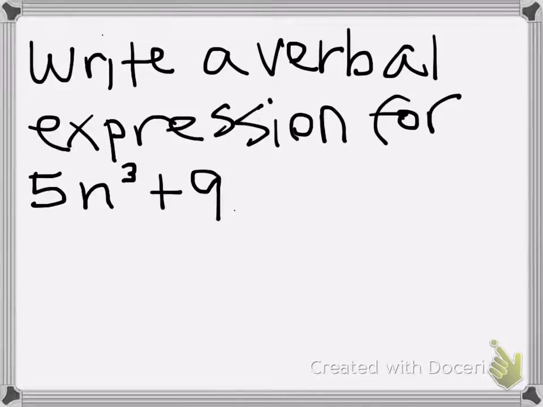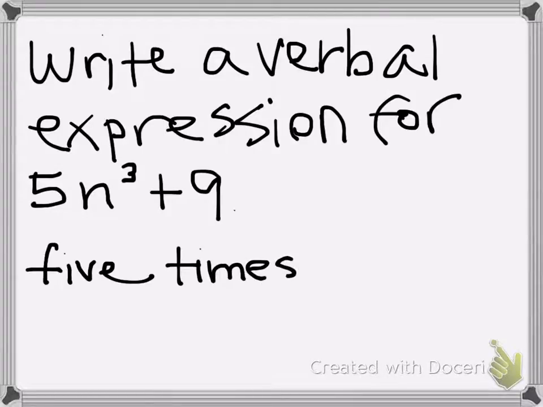Here we're going to do the opposite. We're going to write out in words, or write a verbal expression, for 5n cubed plus 9. So we write out the word 5, and 5n cubed means 5 times n cubed, so I need to write the operation. So 5 times, we could write n as just n, or we could say 5 times a number, which represents the variable.